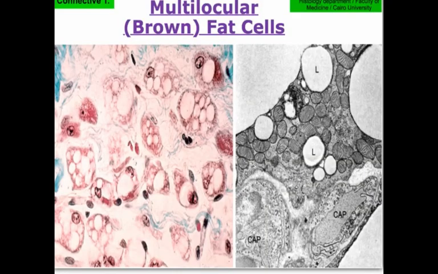This is a picture for the LM of the multilocular or brown fat cells or adipocytes, and EM for the same cell. The origin of this cell is the same as that of the unilocular, which is the UMC after storage of fat to form lipoblast that will give rise to this brown fat cell. As regards the site, it is present in the brown adipose connective tissue.